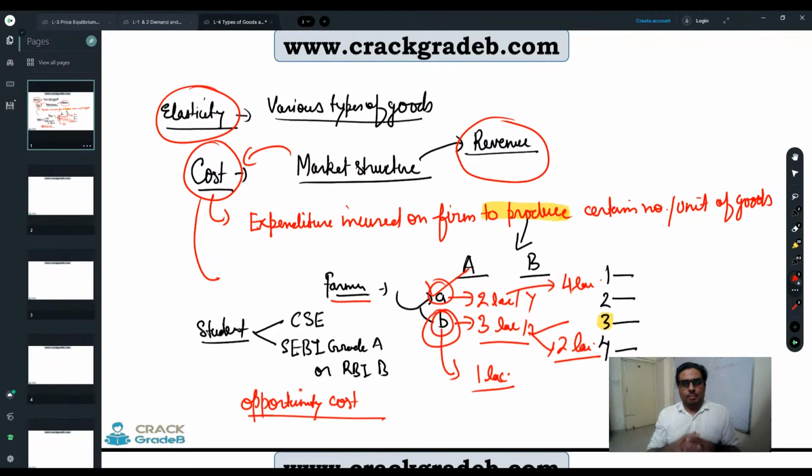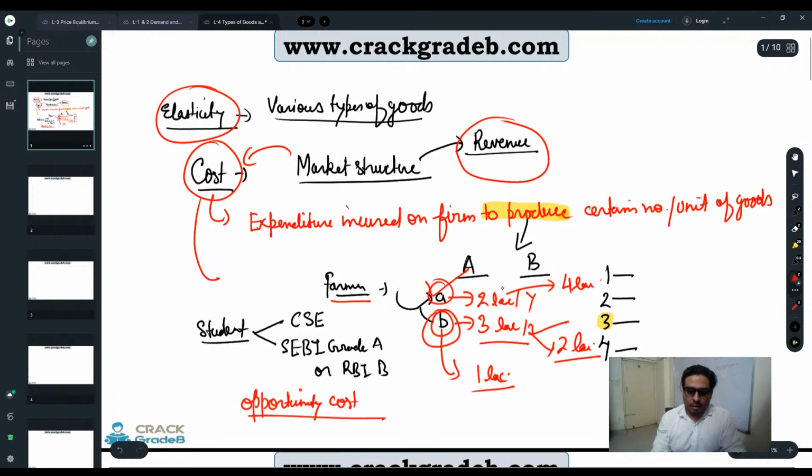So whatever benefit you have left, that is known as opportunity cost. It is not calculated; there is no way to calculate it on paper. That is just an assumption. So this farmer has assumed that I'll go for crop B, whereas the other farmer has applied this analogy. He went for further calculation.